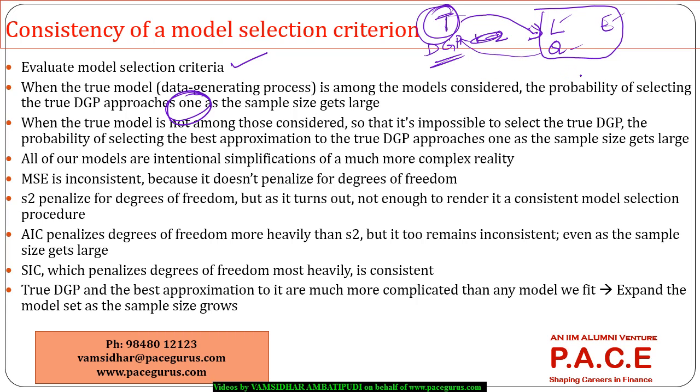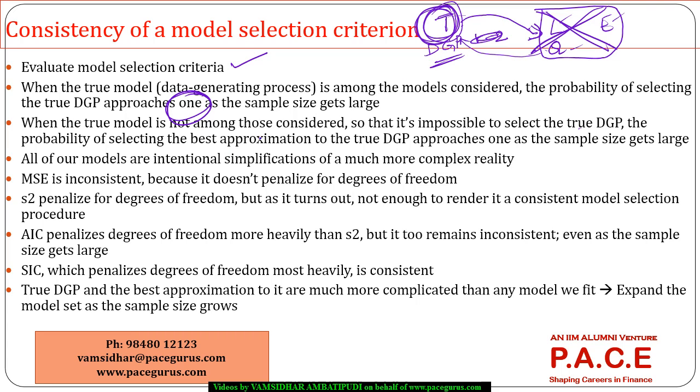Right? So this is one important thing we have to consider. As the sample size increases, the chances of estimating the true model should increase, it should come to 1. But if the true model is not part of these, let's say the true model is following some other kind of process, it's not one of these 3 processes or models at all, then it is impossible to select the true data generation process.